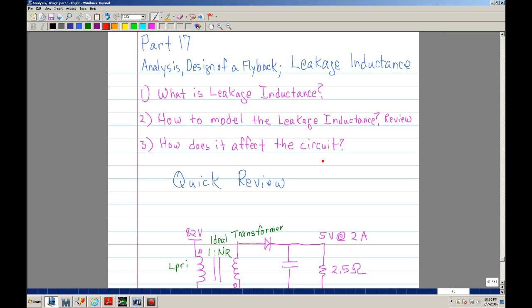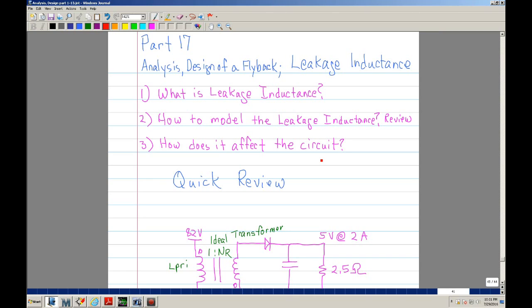If you don't design your transformer properly, where you minimize your leakage inductance, you end up with a very large voltage spike. As a matter of fact, the voltage spike at the drain of your MOSFET can exceed 1,000 volts very easily. So I'm going to try and explain in detail.